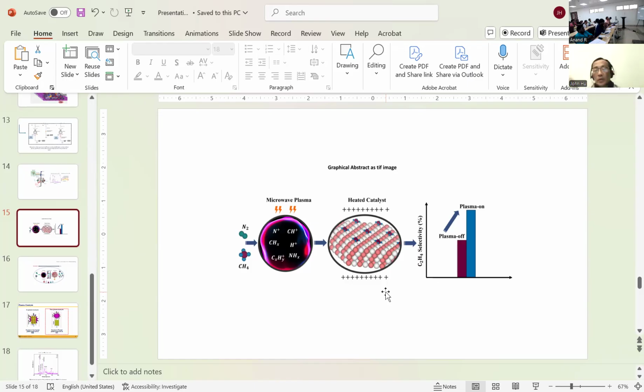Anyway, this is what we built, and we found that when we have plasma on versus plasma off, the selectivity of ethylene on a relative basis is very high with plasma on. So plasma does do something in terms of activating the methane molecule. Otherwise you will not see the ethylene, right? Okay, all right. Anybody have any questions so far?